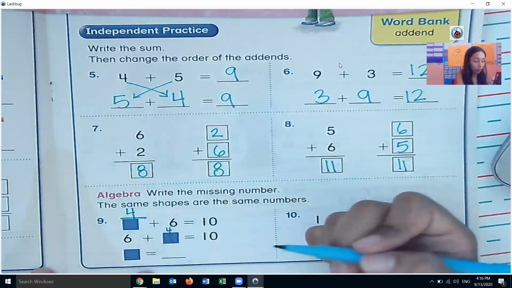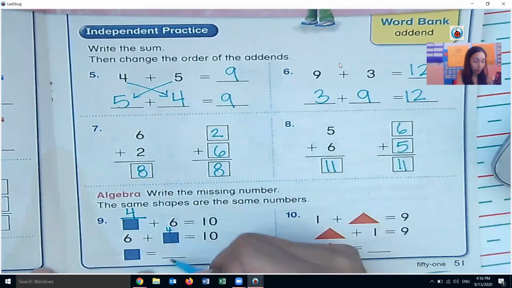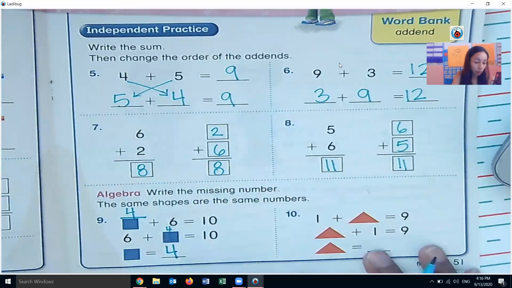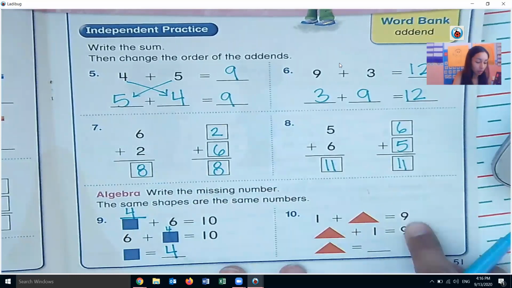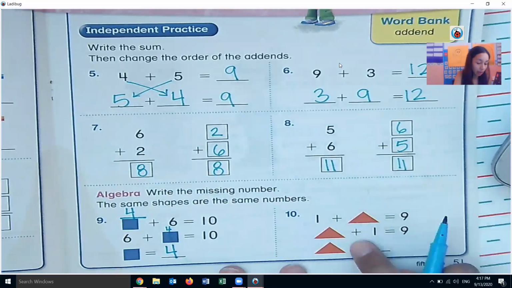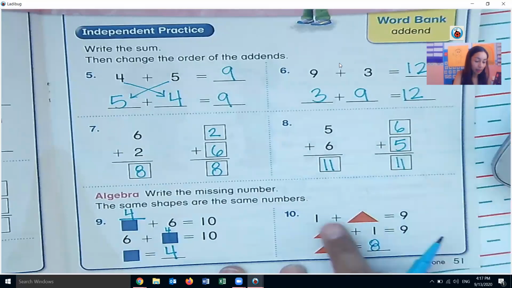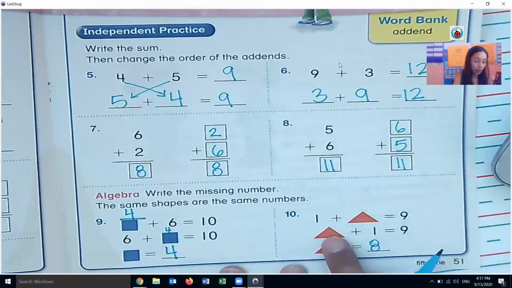So that square, wherever that square is, represents the number 4. And same here, 1 plus what is 9? If I say something plus 1 is 9, I'm going to say 8. 1 plus 8 is 9. 8 plus 1 is 9. So that triangle represents the number 8.